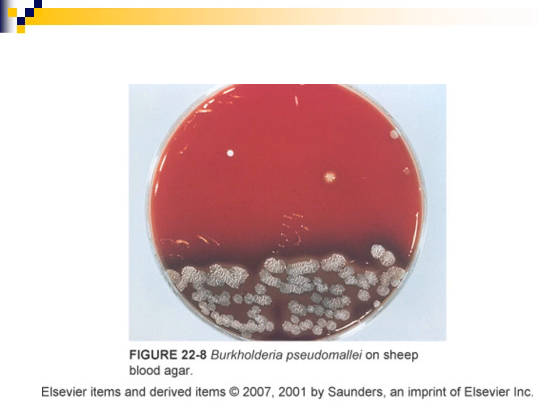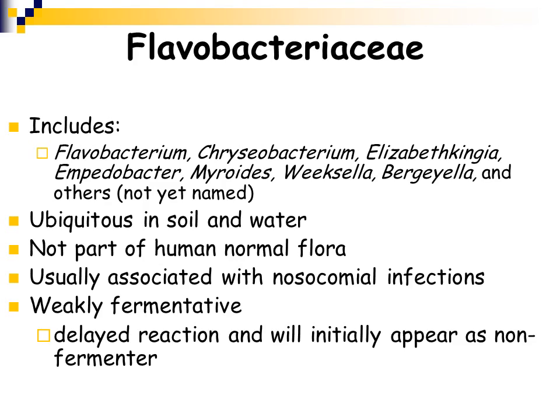Now here's Burkholderia pseudomallei on sheep blood agar. The organisms tend to be very wrinkled, kind of dry looking organisms.